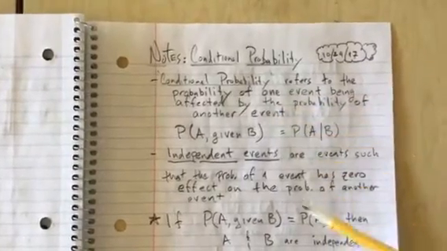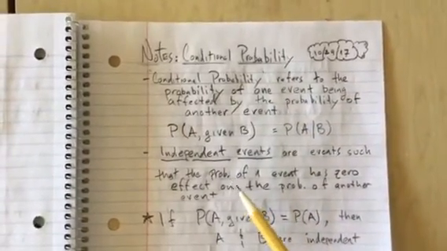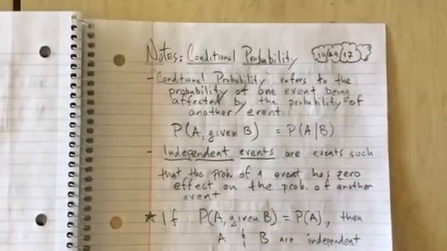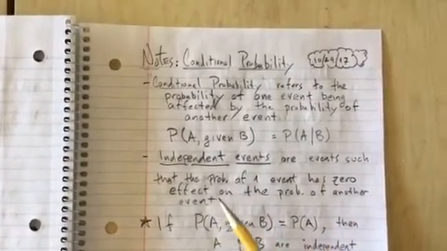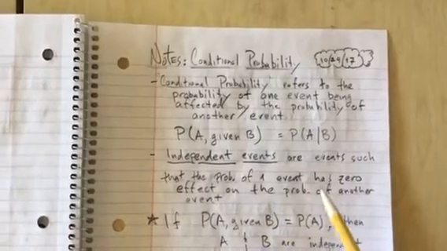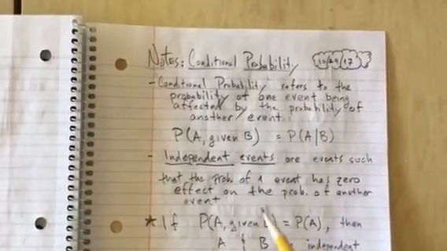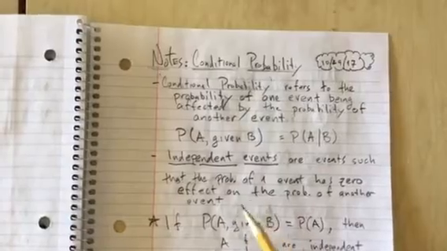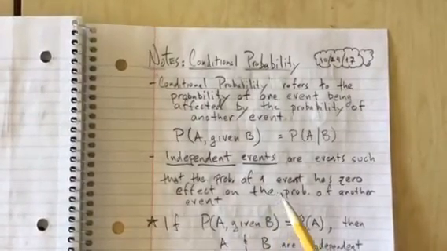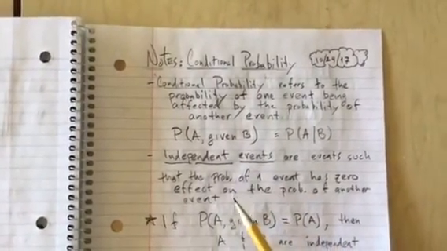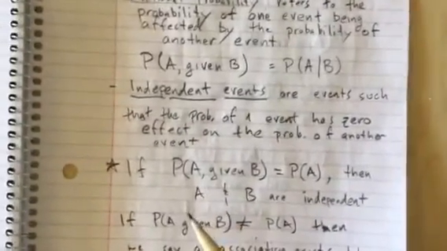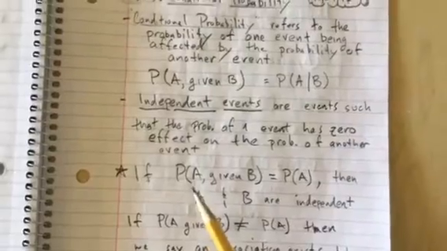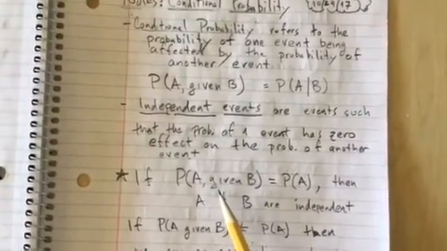We also talked about independent events, and that is a pretty big deal in probability, whether or not events are independent. So independent events are such that the probability of one event has zero effect on the probability of another event. There is no effect whatsoever between the probability of one and the probability of another event. Okay? And we have this test, using the conditional probability, as a way to test for independence.